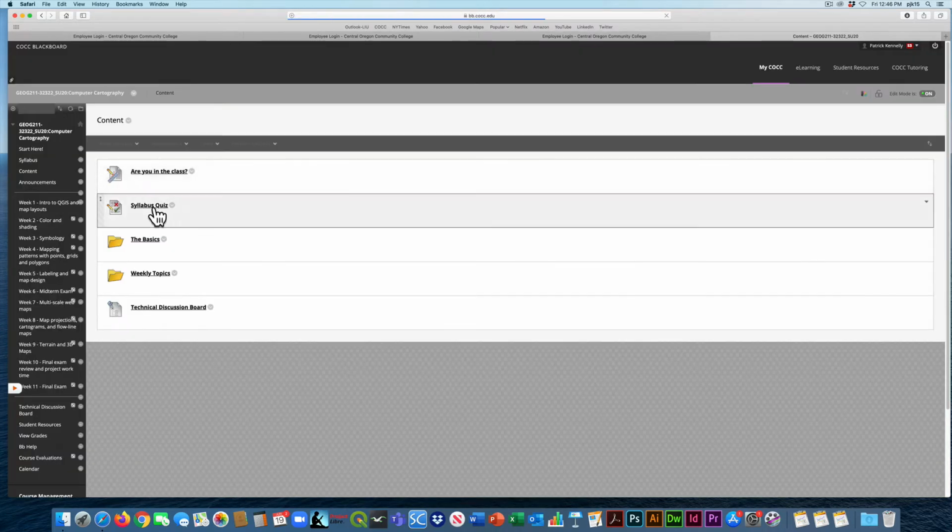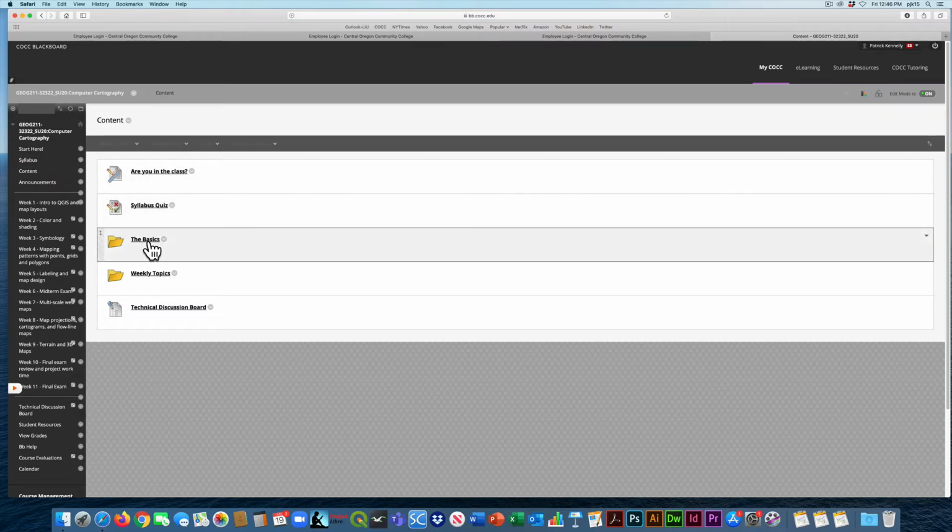Also under content, there's a syllabus quiz, and what you want to do is read over the syllabus, which can be found here or in the basics folder. And once you've read over the syllabus, then you can take the syllabus quiz. It's multiple choice, unlimited time, so just take your time and go through it, but it hits on some important points of the class, so I would like everyone to have a look at the syllabus. These two things are due during the first couple days of the class.